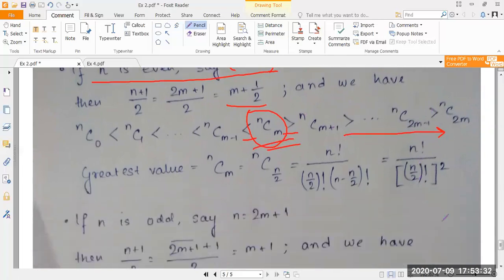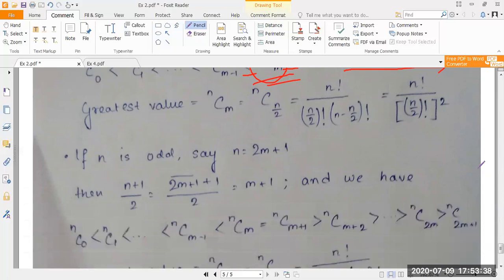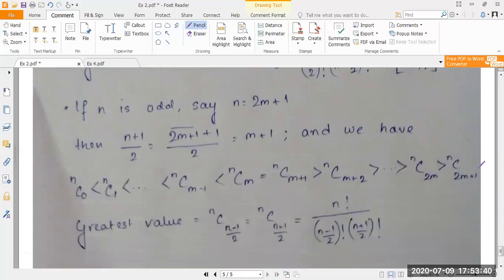Putting the values, m is equal to n by 2, so you can find out the values. Of course, if you find any problems, then you can contact me. The next case is if n is odd, say n equal to 2m plus 1. So we are considering the situation where n is odd. Now we are again replacing the value n equal to 2m plus 1, and this time we get the value of m.